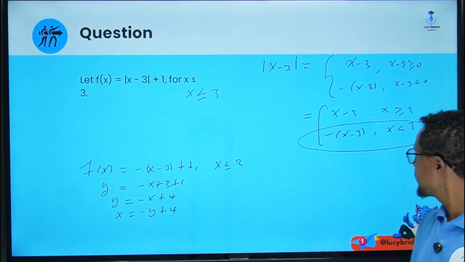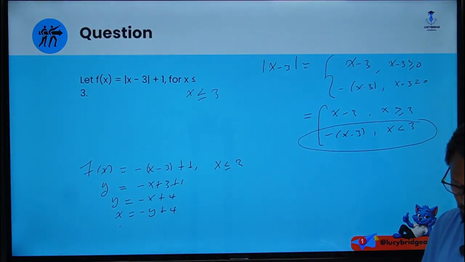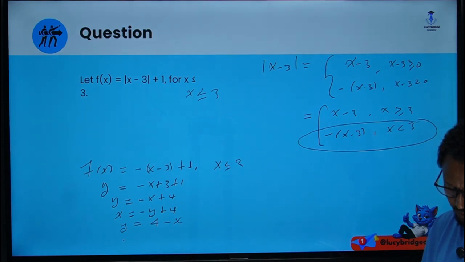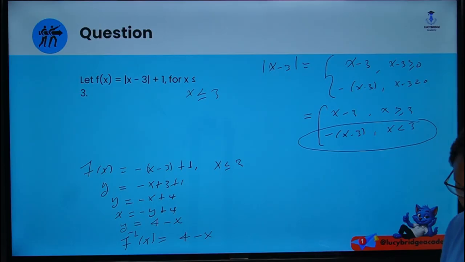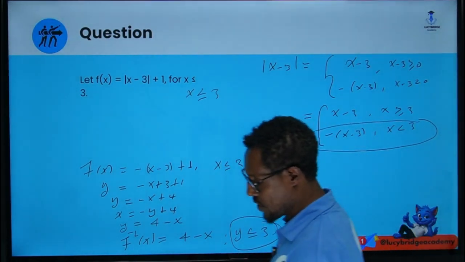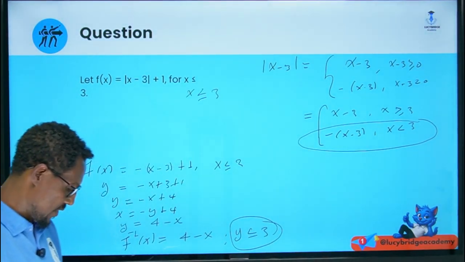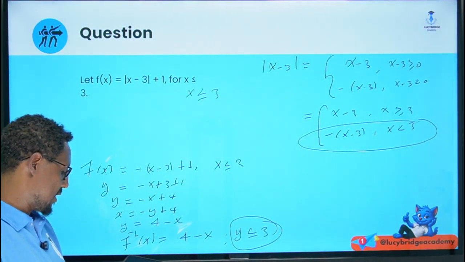Y is equal to 4 minus x, or minus x plus 4. That means f inverse of x is equal to 4 minus x. For y, for f of x, y is less than or equal to 3, because x is less than or equal to 3. Now y is less than or equal to 3. Good. This is the inverse.